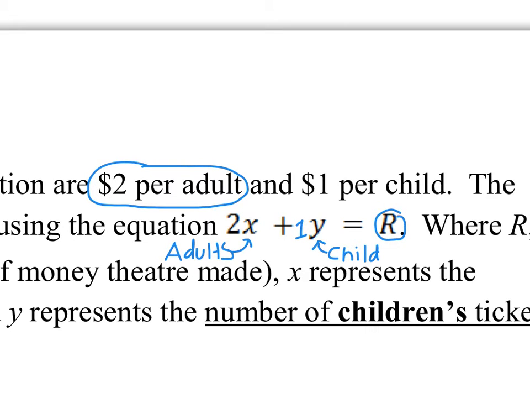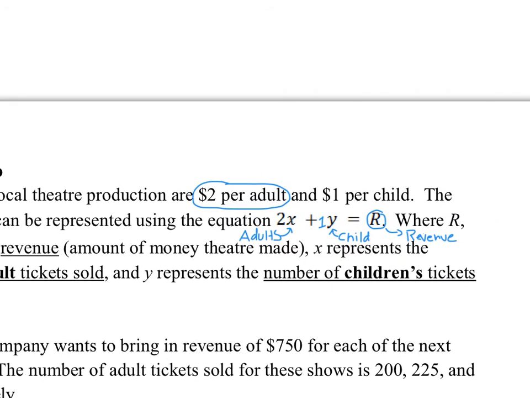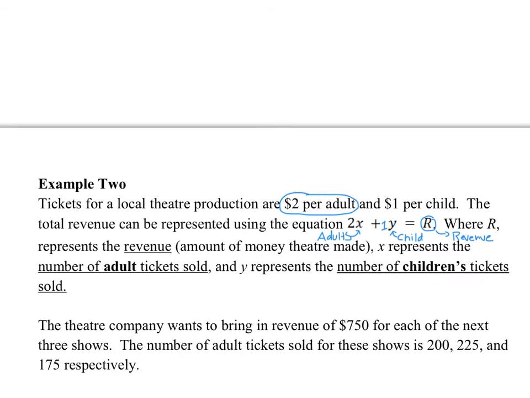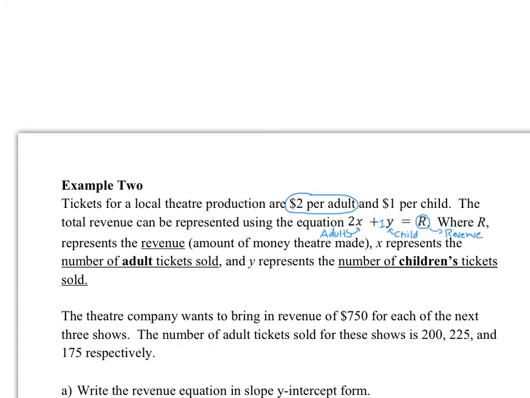R is representing the total revenue. Revenue meaning how much money the production or the show is making. So this formula includes the adult and children and their price to equal the total amount of money that is being earned. So R represents the revenue, X represents the number of adult tickets, Y the number of children tickets.